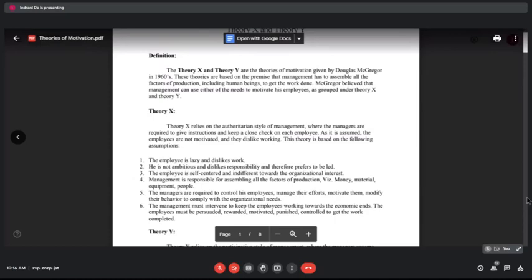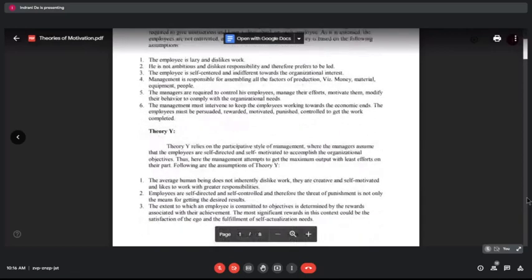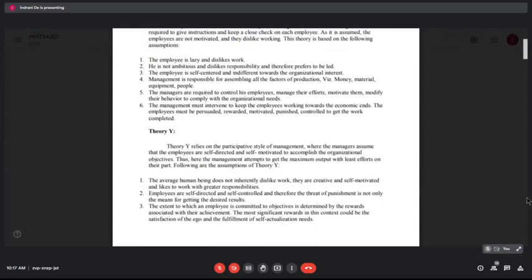Then comes Theory Y, just the opposite of it. So according to Theory Y, what are the assumptions? The assumptions are that the average human does not inherently dislike work. It is not necessary that all employees will dislike work. They are creative in nature. They are self-motivated. That is what I was talking about.